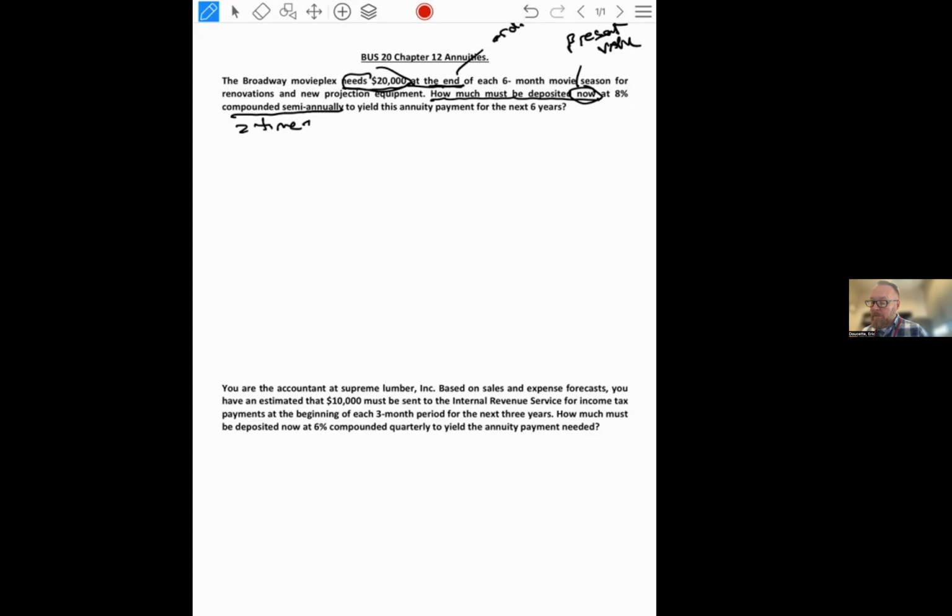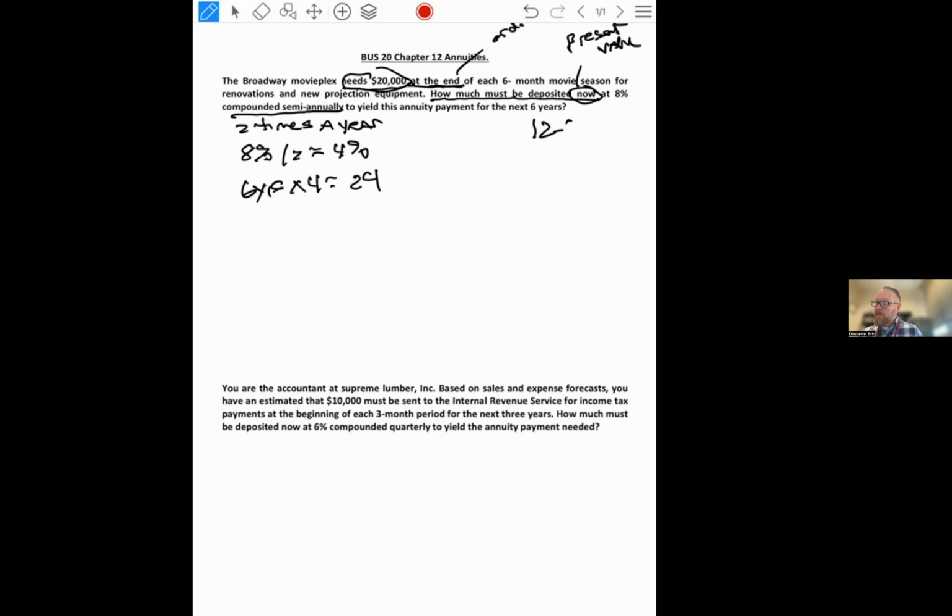So 8% divided by 2 equals 4%. And then it's going to be for 6 years. So that's going to be multiplied by 4. So that means it's going to be 24 periods at 4%. So this time I'm going to go to table 12.2 because I'm looking for the present value. Before I was looking for the future value. Now I'm looking for the present value.